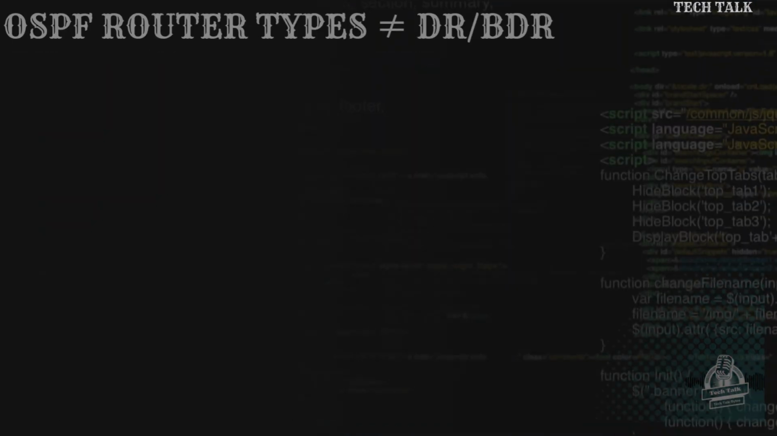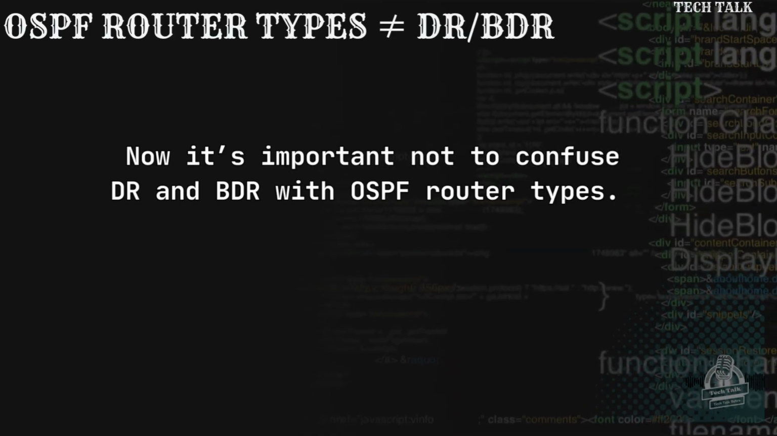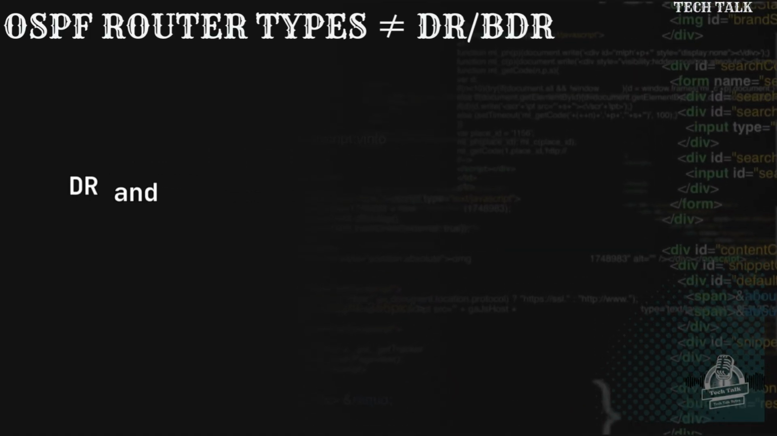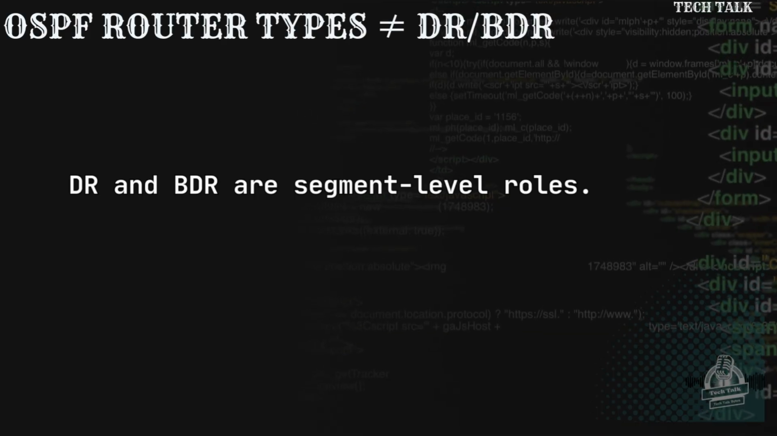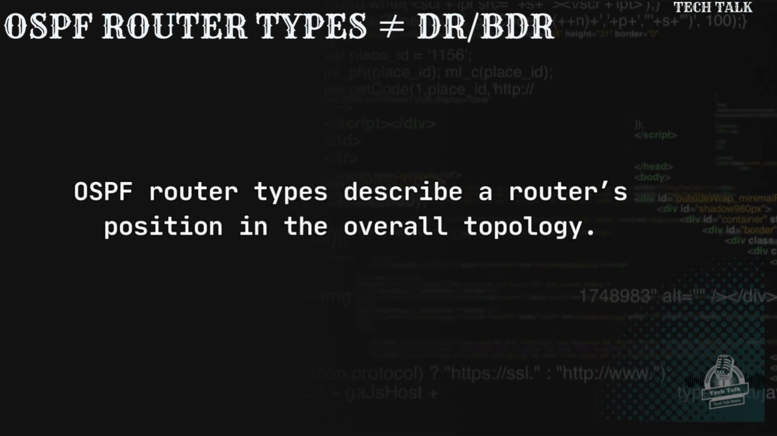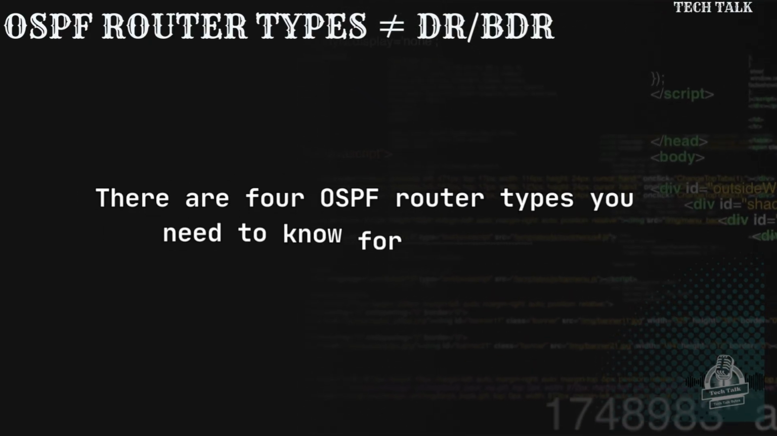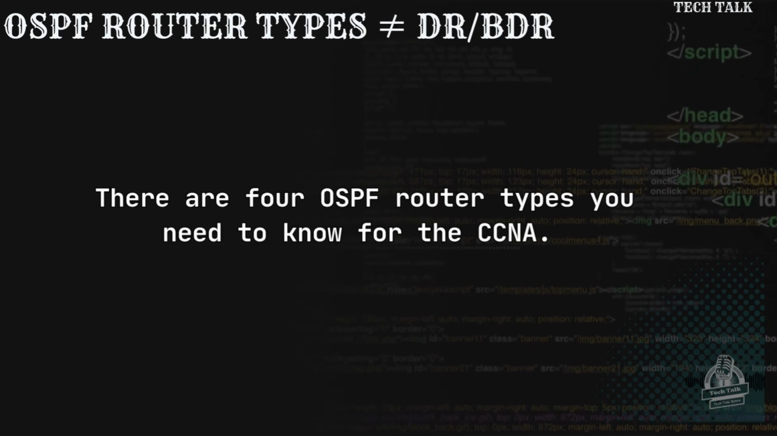Now, it's important not to confuse DR and BDR with OSPF router types. DR and BDR are segment-level roles. OSPF router types describe a router's position in the overall topology. There are 4 OSPF router types that you need to know for the CCNA.